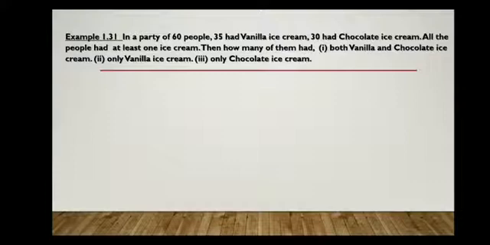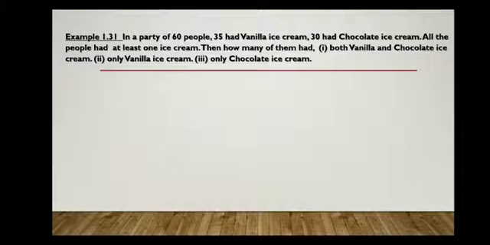Only vanilla ice cream, only chocolate ice cream. So here, given 35 had vanilla ice cream, 30 had chocolate ice cream, and in a party there are 60 people. We have to find out how many people had both the ice creams, how many had only vanilla, and how many had only chocolate ice cream.